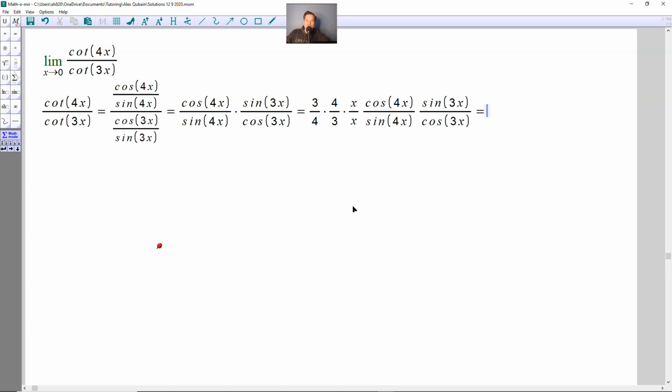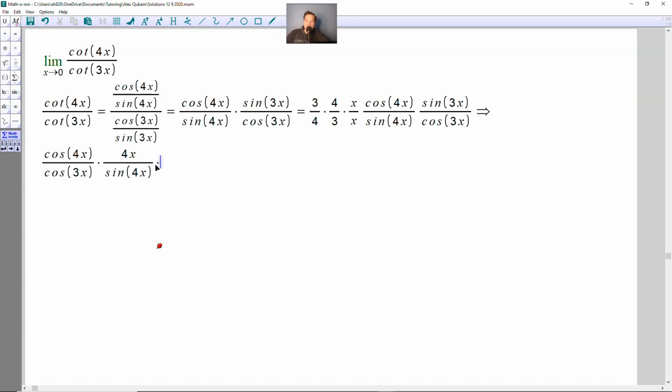What I'm going to do next is regroup things in a way that's more suggestive of something I can do in terms of a limit. I'm going to put the cosines together: cosine of 4x on top and cosine of 3x on the bottom. I'm going to multiply this by x over sine of 4x. With this x, I need to put a 4 also, and I can do that because I have a 4 and an x up here. So I can put that 4x up there and then put that over the sine of 4x.